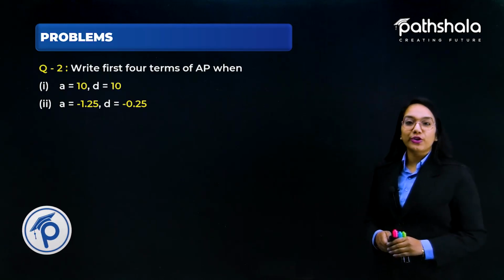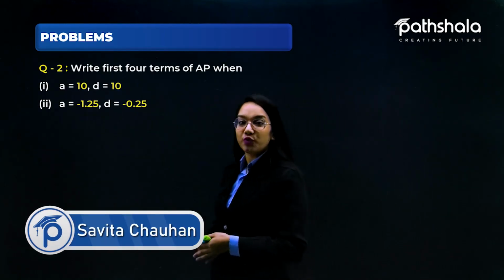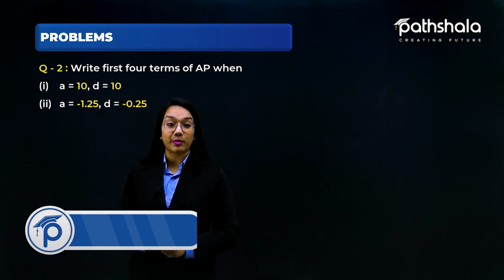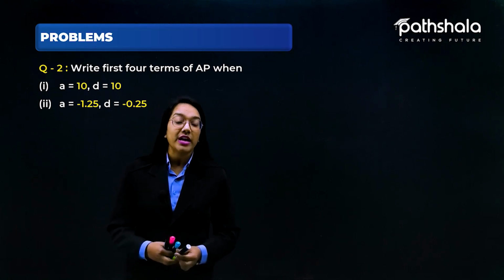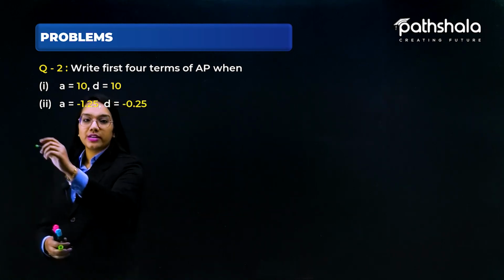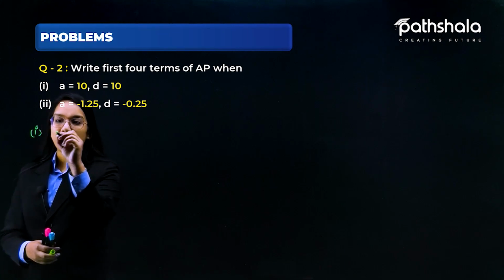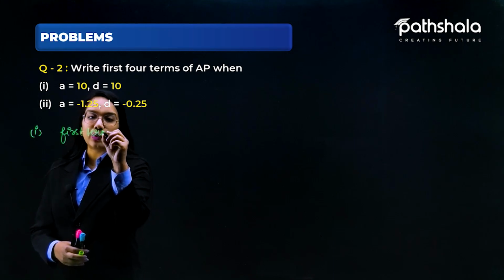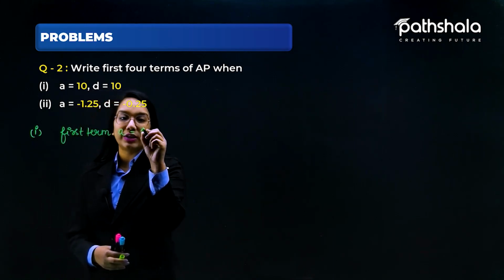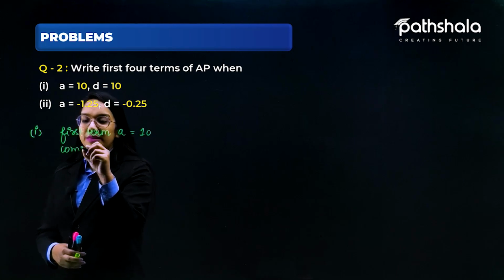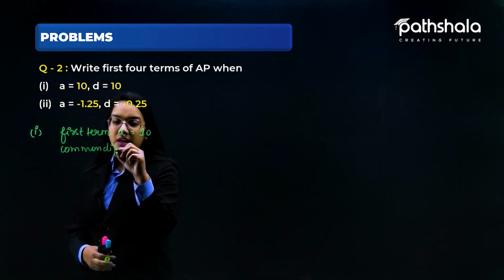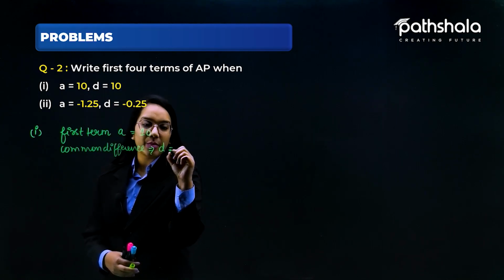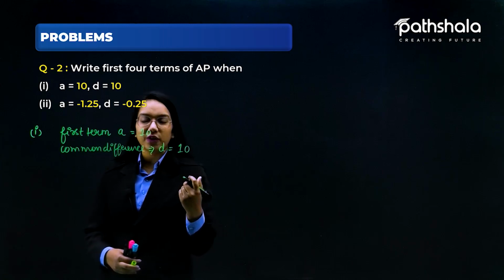Now let's move on to question number 2, which says: write the first 4 terms of the AP when a is 10, d is 10, and a is minus 1.25, d is minus 0.25. So let's find the first 4 terms. The first term of the AP is already given to us as a equals 10, and the common difference is given as d equals 10.